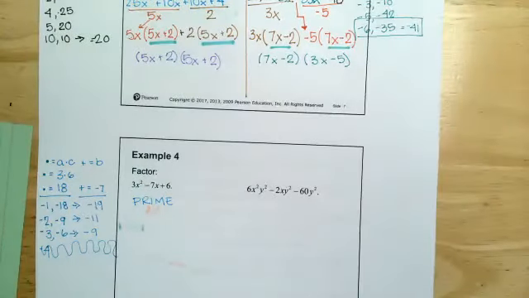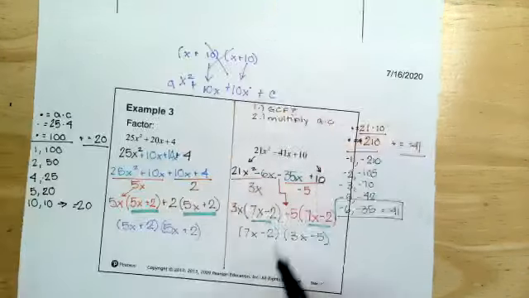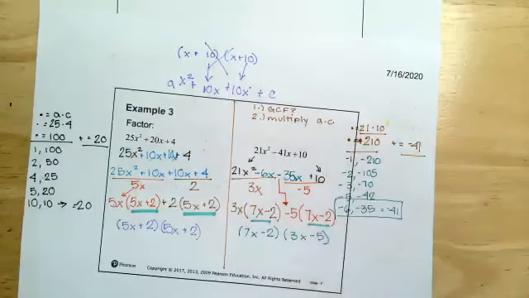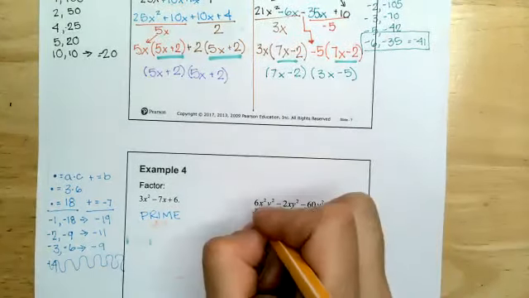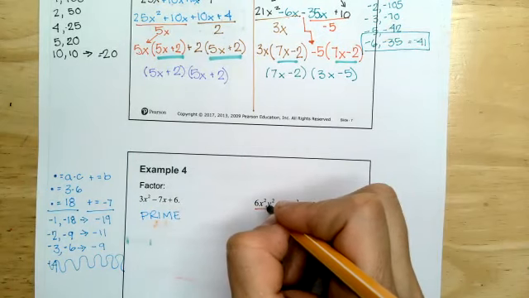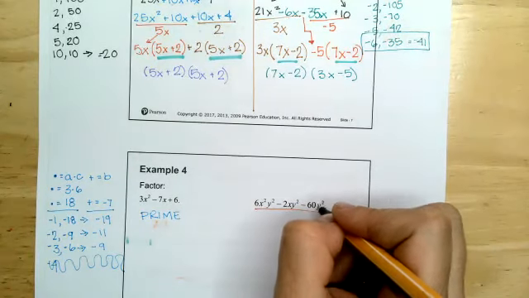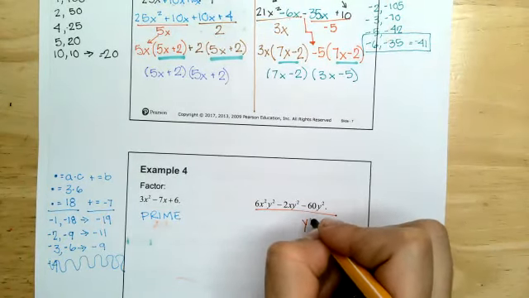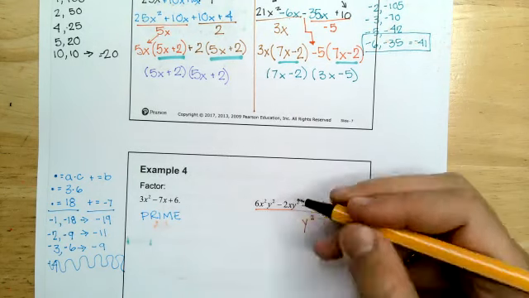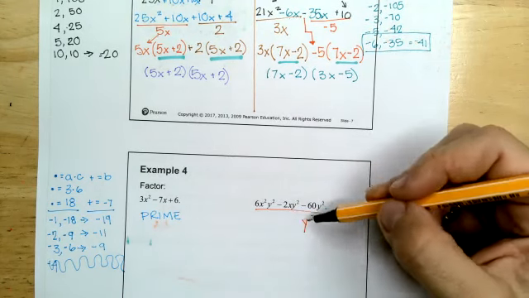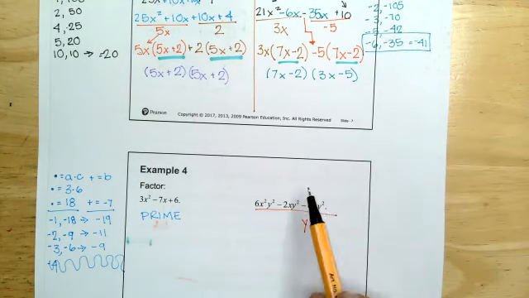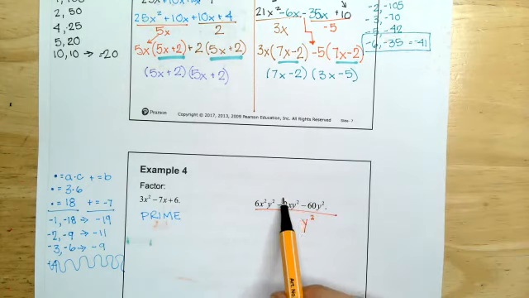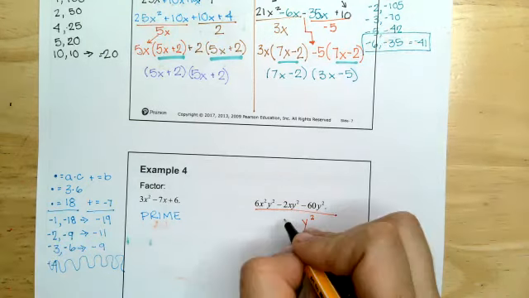Next example. 6x squared y squared minus 2xy squared minus 60y squared. Remember your first rule. Factor out a greatest common factor. X squared y squared, xy squared, y squared. That means I can factor out a y squared, right? I'll get rid of it there, I'll get rid of it there, and I'll get rid of it there. I can also factor out, my biggest number is a 2. I can factor out a 2.